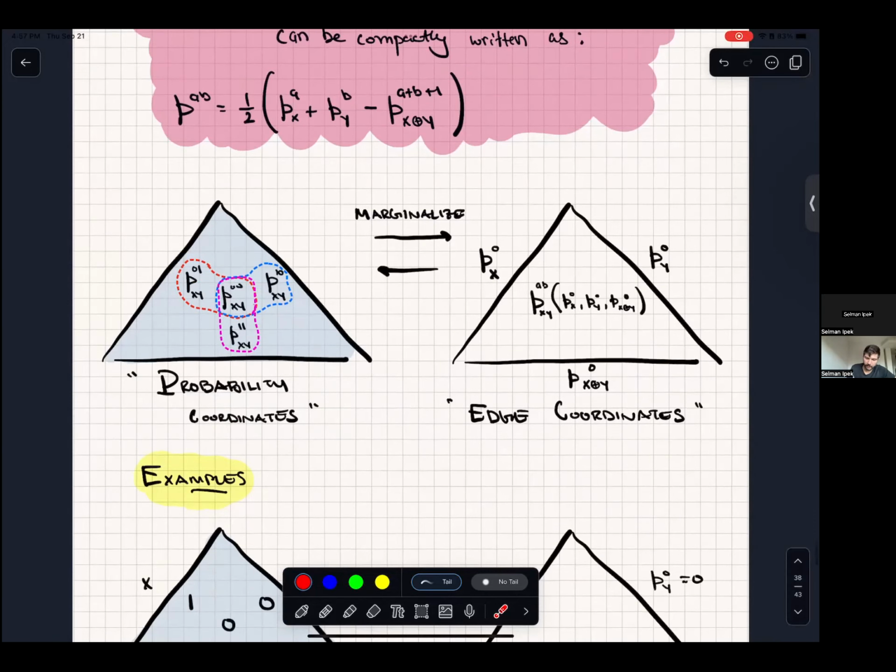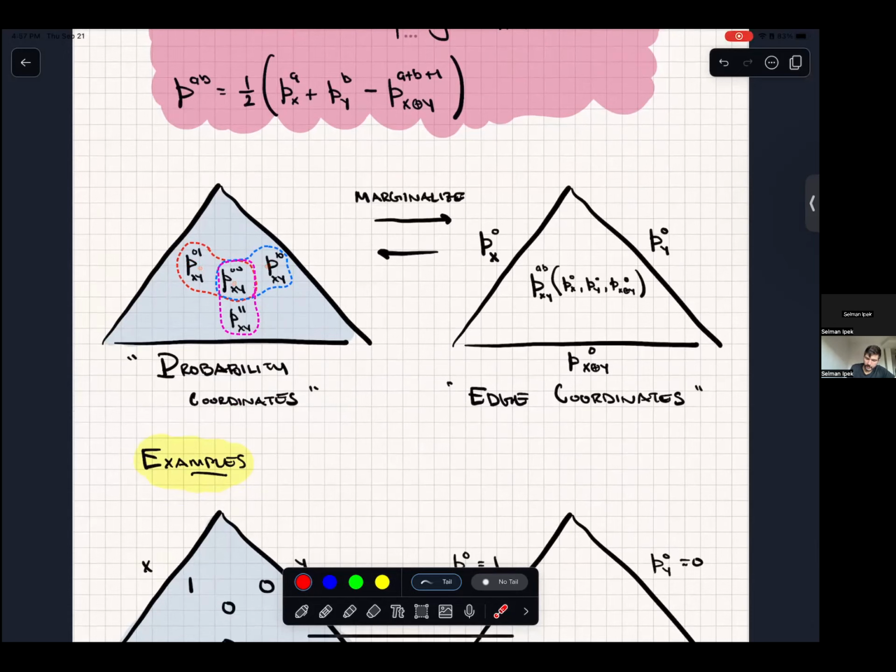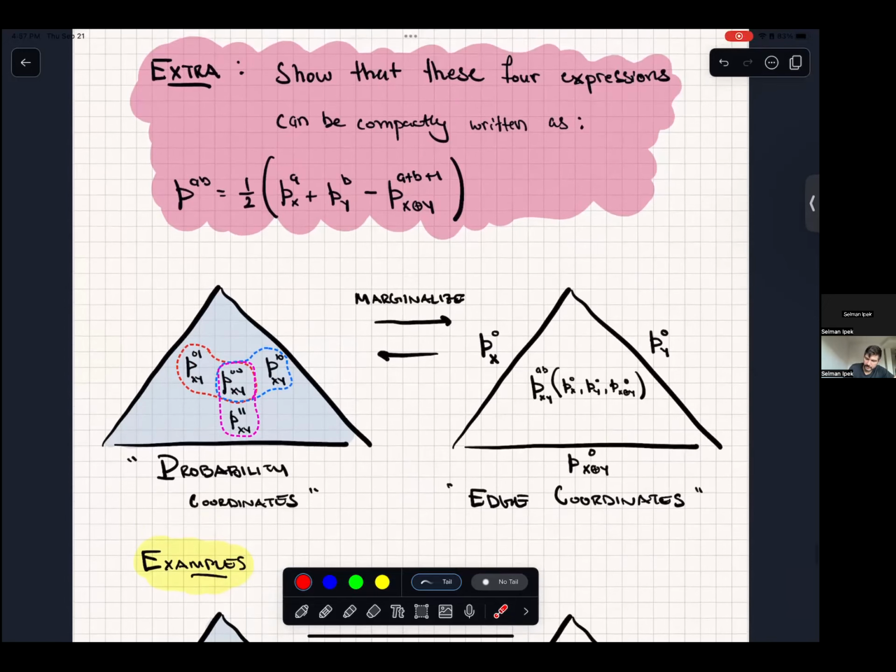So the basic idea is that you have these probability coordinates, and you can get to the edge coordinates by marginalizing. And then you get these coordinates that are on the edges. So I want to use a convention where if I'm just talking about the edges, this triangle is not filled in, in some sense. So when it's filled in, I use the blue background. When it's not filled in and I'm just talking about the edges, I have no background at all. And I can always go from these edges to these probabilities by using precisely this formula.